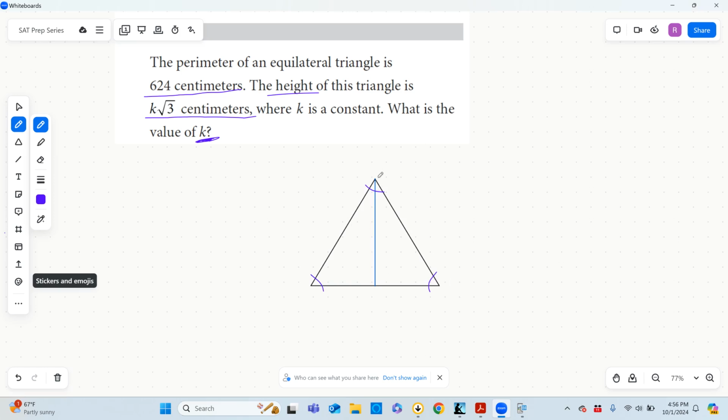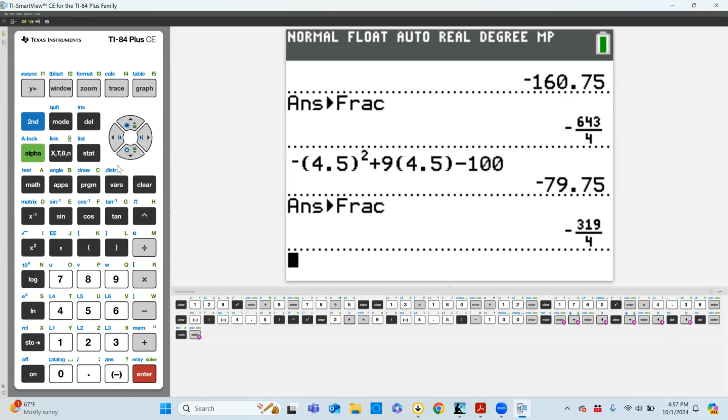So the last property then is, if I have a height or an altitude that drops from one of these vertices down to the side across, it's going to end up cutting this side into 2 equal chunks, right? So when they tell us that the perimeter is 624 centimeters, that is their way of telling us how big each side is. If I take my 624 centimeters and I divide that by 3 equal sides, let's find out how big each side is.